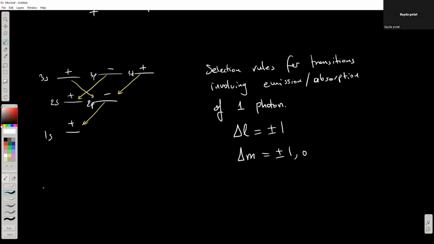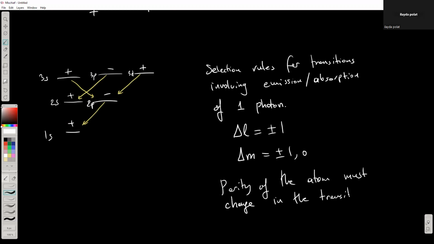So that means the parity of the atom must change in the transition. Sorry, not during, but in the transition. So how can we justify this with the conservation of parity?